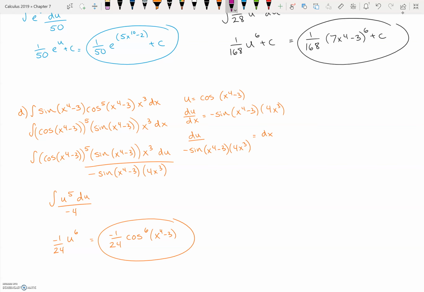And the derivative of cosine turns into sine, and the derivative of the inside, the chain rule, the derivative of x to the fourth is x cubed. So if you said that the original u sub was just x to the fourth minus 3, you'll end up having the integral of sine of x to the fourth minus 3 and cosine of x to the fourth minus 3, which will mess things up.